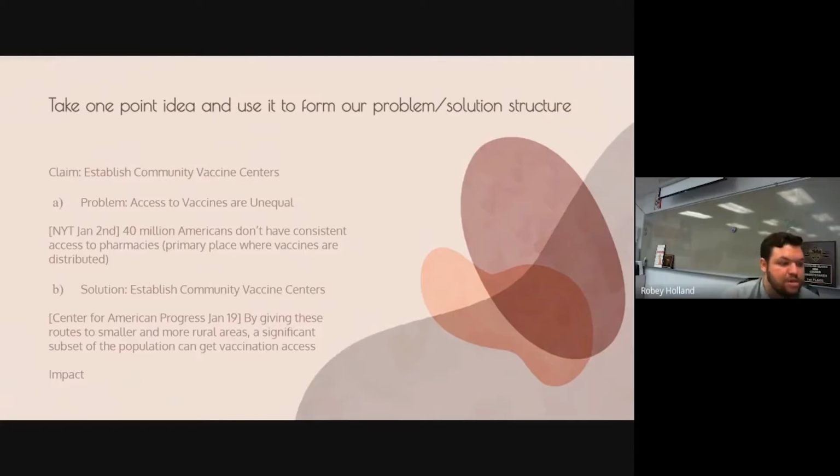A Center for American Progress article on January 19th indicates that by giving these routes to similar and more rural areas, a significant subset of the population can get access to vaccines. Then finally, you would give an impact, which of course isn't the focal point of the conversation that we're having today, but it might be fair to say something like the impact of this area of analysis would be expanding access to vaccines for marginalized populations, which would obviously be a really great thing. So this is an example of how you could use problem and solution to approach a question that clearly calls for it.